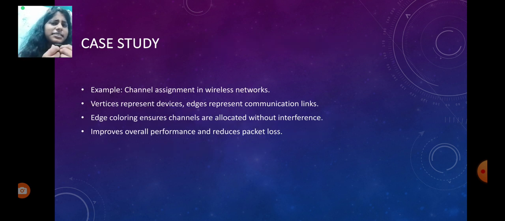Case studies. Let us see some case studies on edge coloring. It is an example of channel assignment in wireless networks. Vertices represent devices, edges represent communication links. This is the basic thing in any system. Edge coloring ensures channels are allocated without interference, improves overall performance and reduces packet loss. So this is a case study when we observe a few systems related to vertex coloring and edge coloring. Vertices represent devices and the communications between those devices are edges.